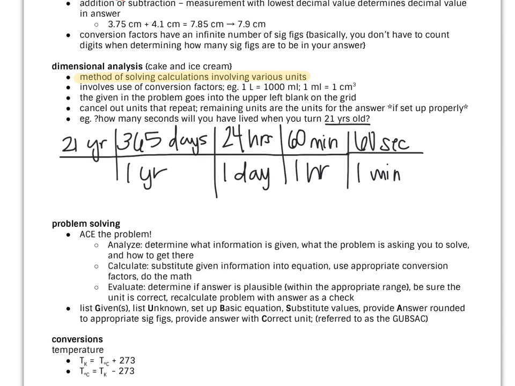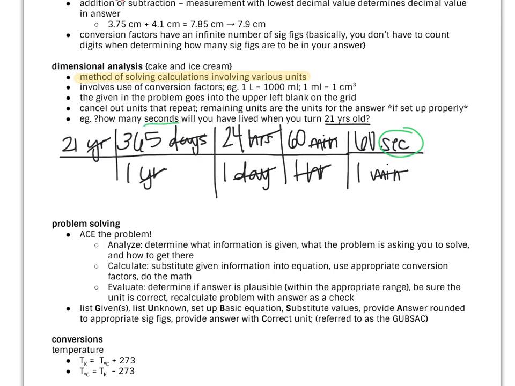Okay, so now let's make sure all our units, like this bullet says, cancel out units that repeat. So let's cancel these out. So we have year on top, year on bottom. And they have to be on opposite sides of that line. So days is on top, days is on bottom. Hours on top, hours on bottom. Minutes on top, minutes on bottom. Boom, what we have left is seconds, and that is what we are trying to find. So we know we set it up correctly.